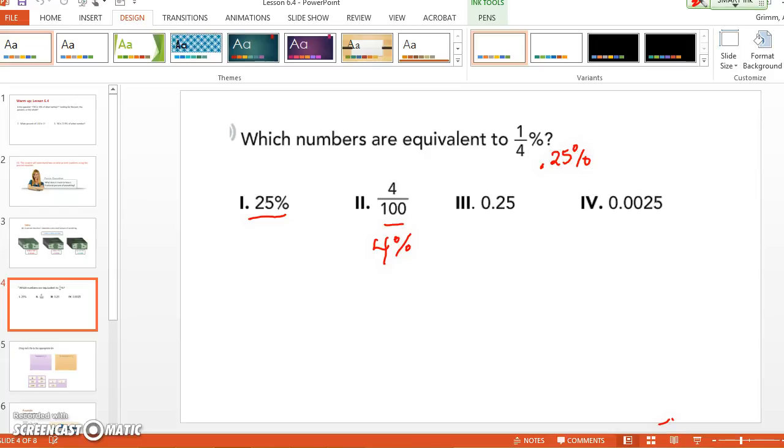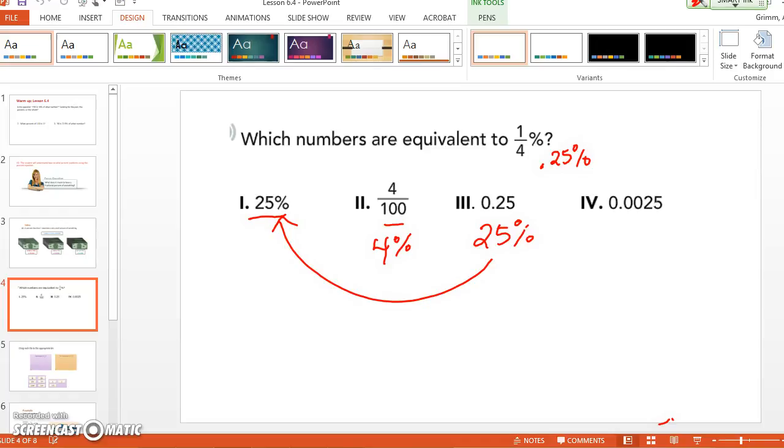Okay? What about the next one? 0.25. What percent would 0.25 be? Yeah, this would be 25%. Right? 0.25 would be the same thing as this one, right? 0.25 and 25% are the same. Okay, so now let's look at the last one.